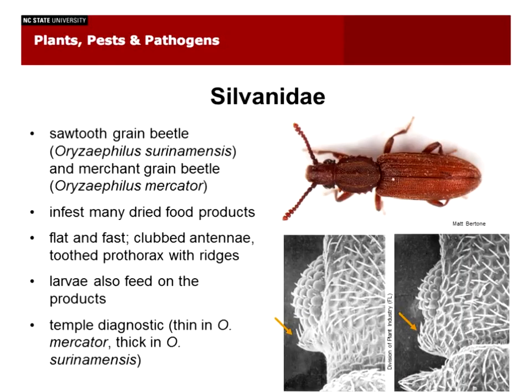Okay, Silvanidae. These are the flat bark beetles, which many of them live out in nature under the bark of dead trees and logs, feeding on fungus. But a couple of species have become very important stored product pests. These are the sawtooth grain beetle, Oryzaephilus surinamensis, and the merchant grain beetle, Oryzaephilus mercator. They infest many dried products.